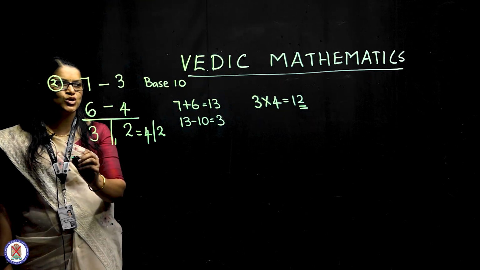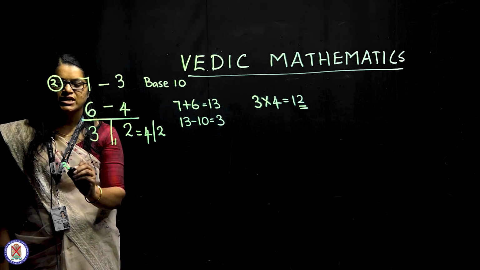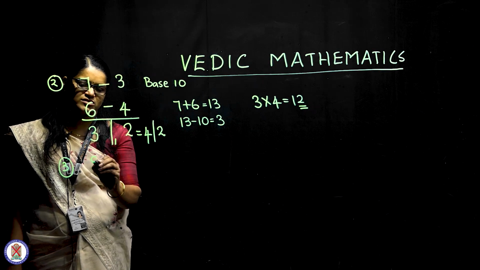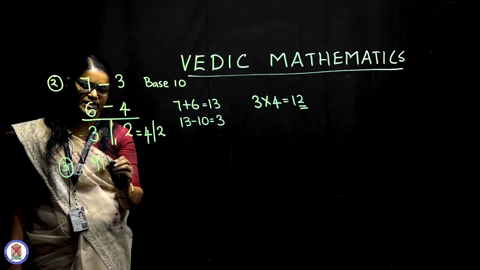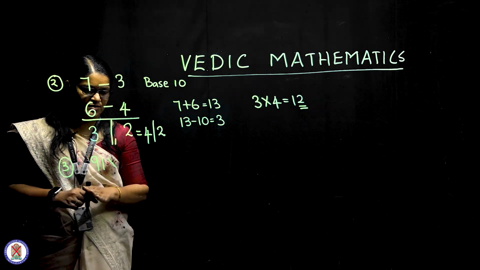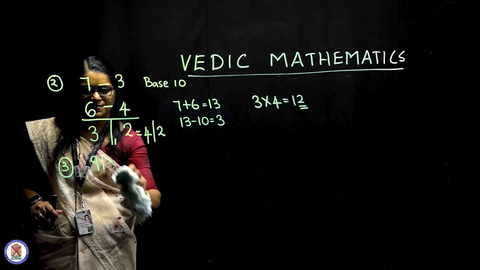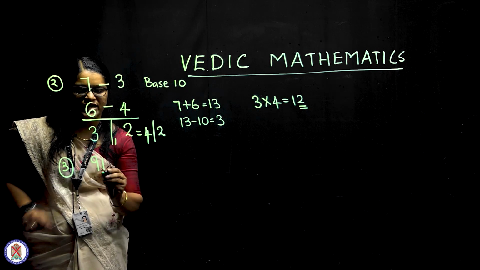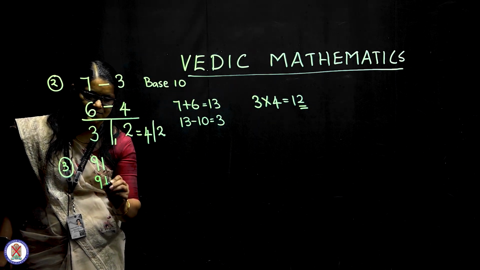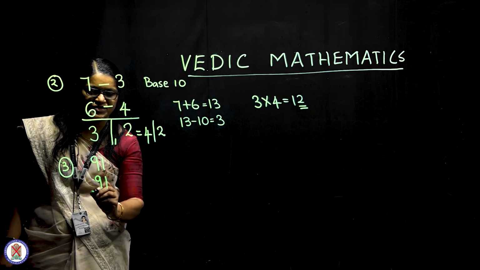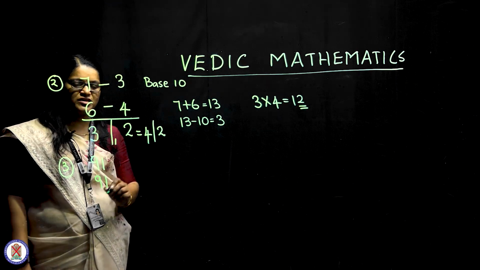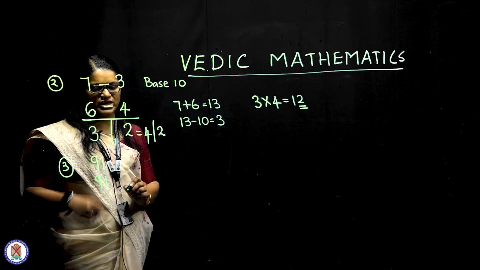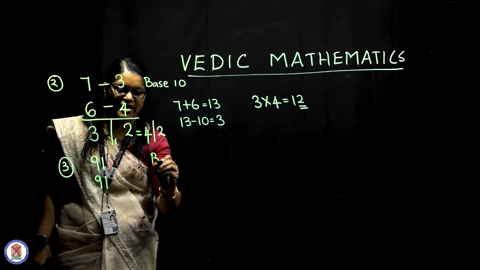Now let us move on to another example which contains 2 digits. Let us try to multiply 91 with 91. We are multiplying 91 with 91. Now here what is the base? The base is the power of 10 nearest to 91. The base here is 100.